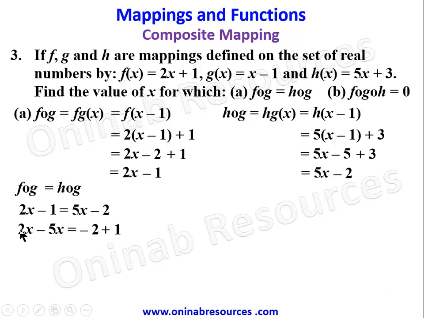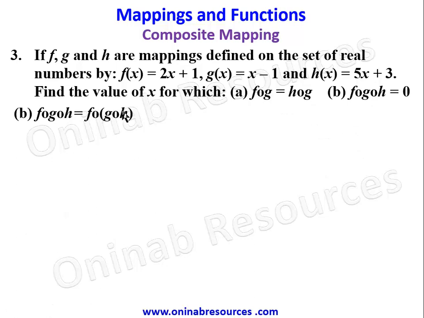Then solving this linear equation, we have 2x minus 5x is equal to -2 plus 1. So 2x minus 5x gives -3x, and -2 plus 1 gives -1. So that we now have -3x is equal to -1. Dividing both sides by -3, x is equal to 1 over 3. And that is the end of solution to problem 3a. So we are going ahead to solve problem 3b.